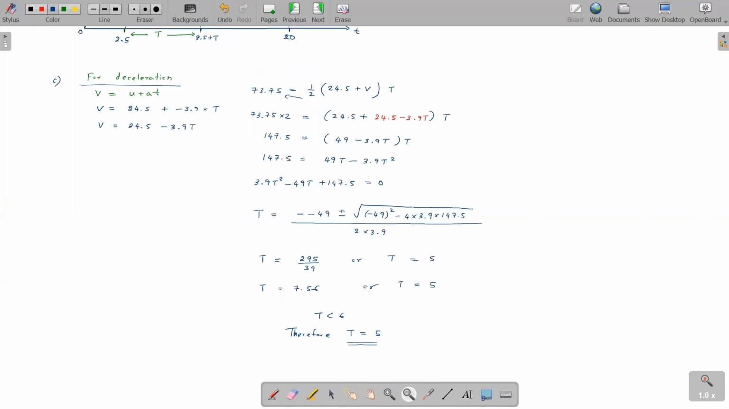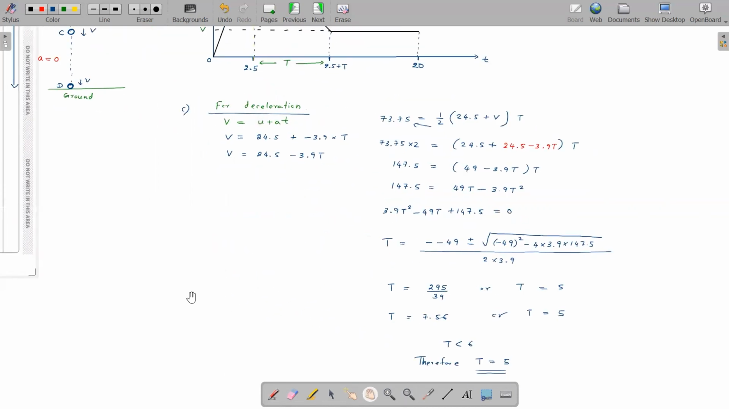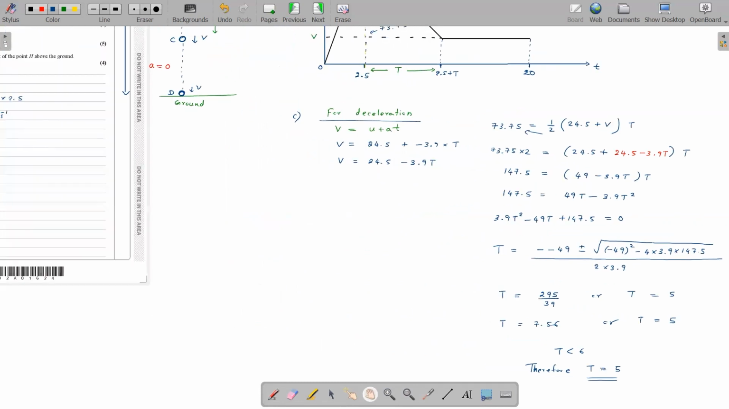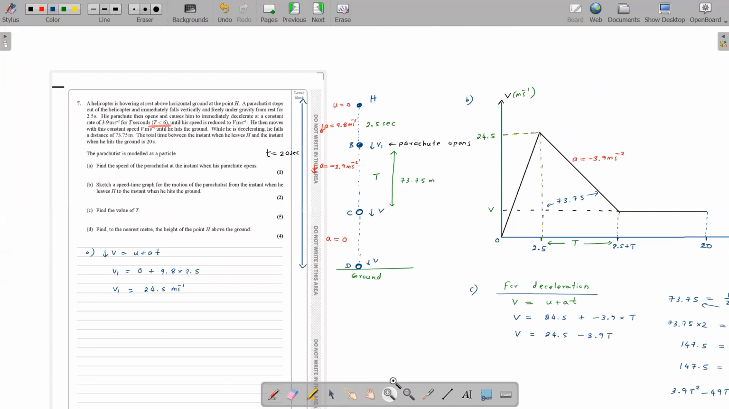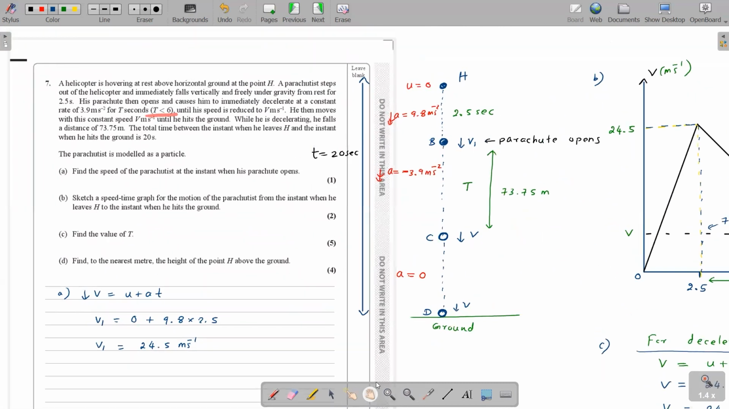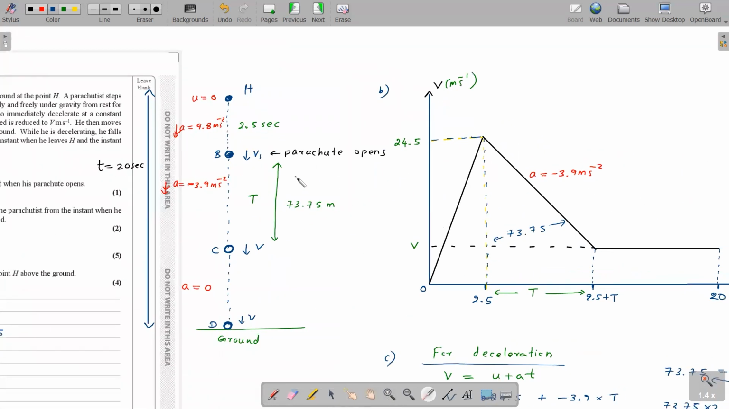Okay, next we'll move on to the last part. Part D. They say find to the nearest meter the height of the point H above the ground. You need to find the height of the helicopter above the ground. So basically, the height of the helicopter above the ground can be found by what? From H to B, B to C, C to D, everything is plotted in this graph. All I have to do is what?